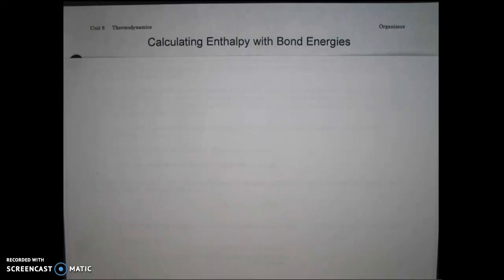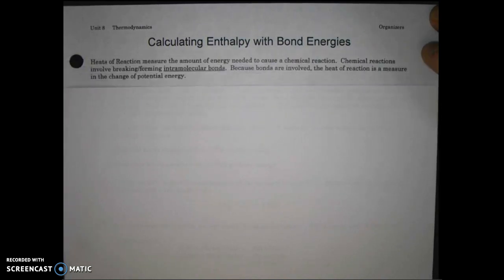This video accompanies the organizer concerning calculating enthalpy with bond energy. This is the one theoretical way that you are going to learn this year to calculate the delta H for chemical reactions theoretically. Calorimetry lets you calculate it experimentally. You measure temp changes as a reaction occurs and so forth. But this is how we can compare that number to what the answer should be. So this is the way you're going to calculate the theoretical delta H's for chemical reactions.